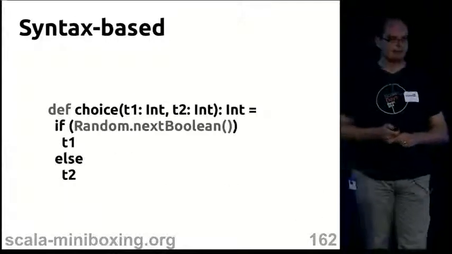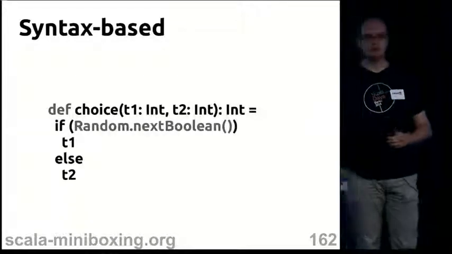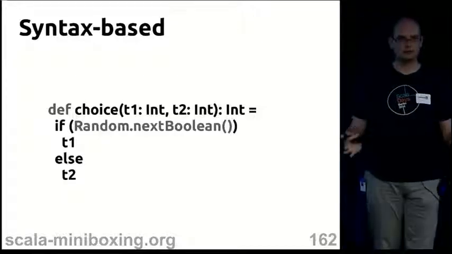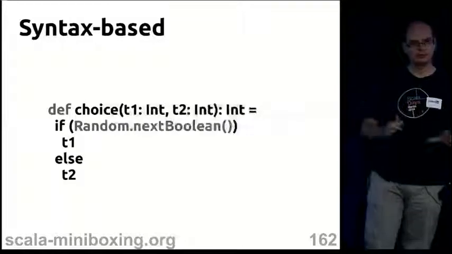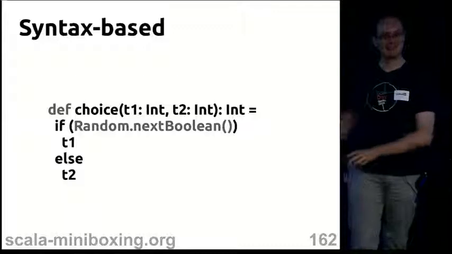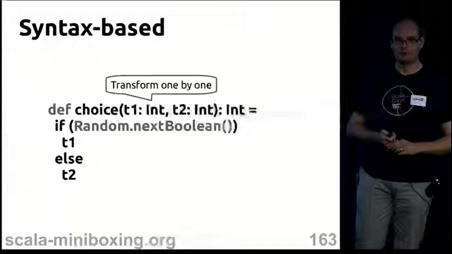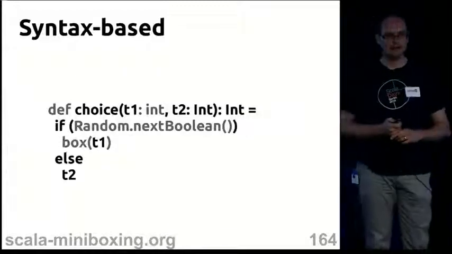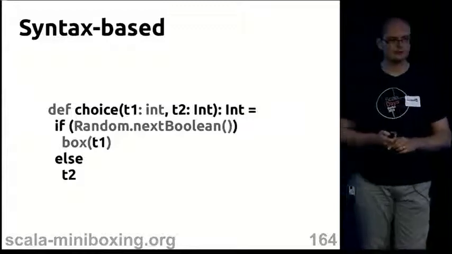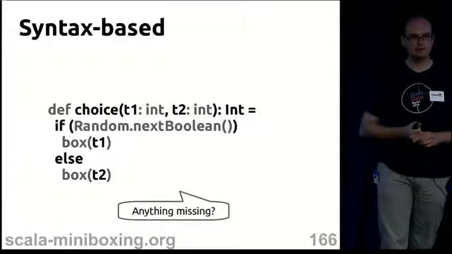Let's take another example now. A method takes two integers, rolls the dice, and returns one of them. Again, very simple things. We don't want to get into complicated code. I can assure you these things scale when I tell you they scale, and they don't scale when I tell you they don't scale. So, again, transform one by one. We make t1 an unboxed integer, and we get a box of t1. Same for t2.